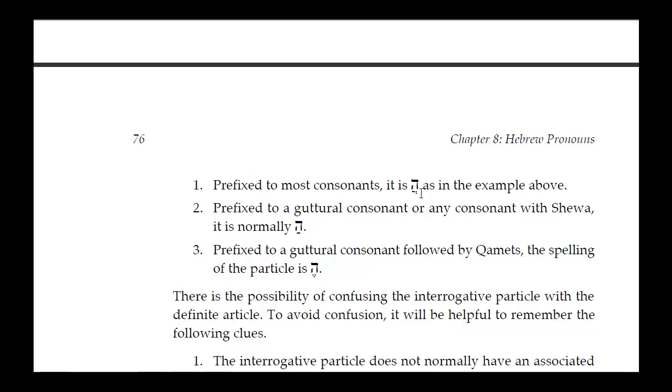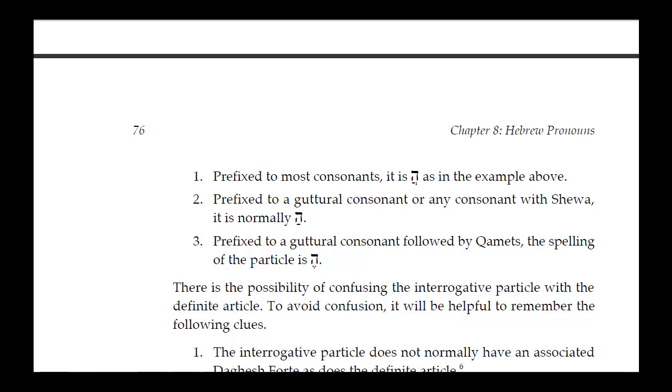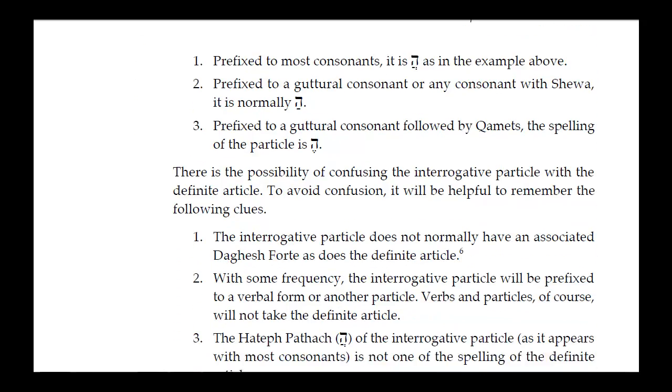When it is prefixed to a guttural or any consonant with a shva, it is normally ha. Okay? And then when it is prefixed to a guttural consonant followed by kamatz, the spelling of the particle is a hey with a segol. Now there is a possibility of confusing the interrogative particle with the definite article, and to avoid confusion it will be helpful to remember the following clues.